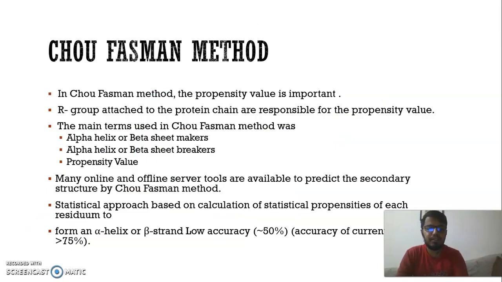Now let us first discuss the Chou-Fasman method. In the Chou-Fasman method, we rely on the propensity value. The R group attached to the protein is responsible for that particular propensity value. The main terms used in the Chou-Fasman method are alpha helix or beta sheet markers, alpha helix or beta sheet breakers, and propensity value. There are many online servers that can predict the secondary structure using the Chou-Fasman method, and the statistical approach is based on calculation of the propensities of each residue to form an alpha helix or beta strand.